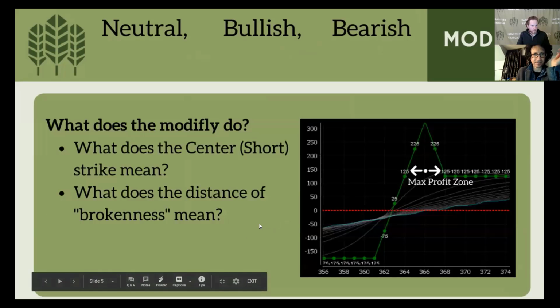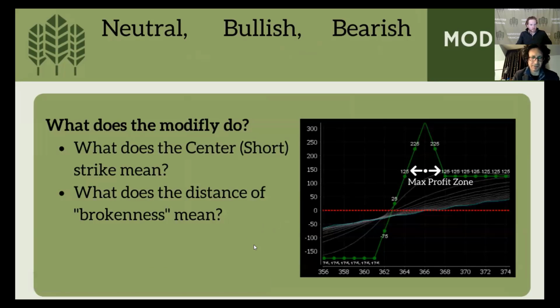All right, so what does the modify do? We're going to use the term modify. Modify is kind of our strategy within the model portfolios, so we're going to use the terminology a lot. Let's take a look at our graph.